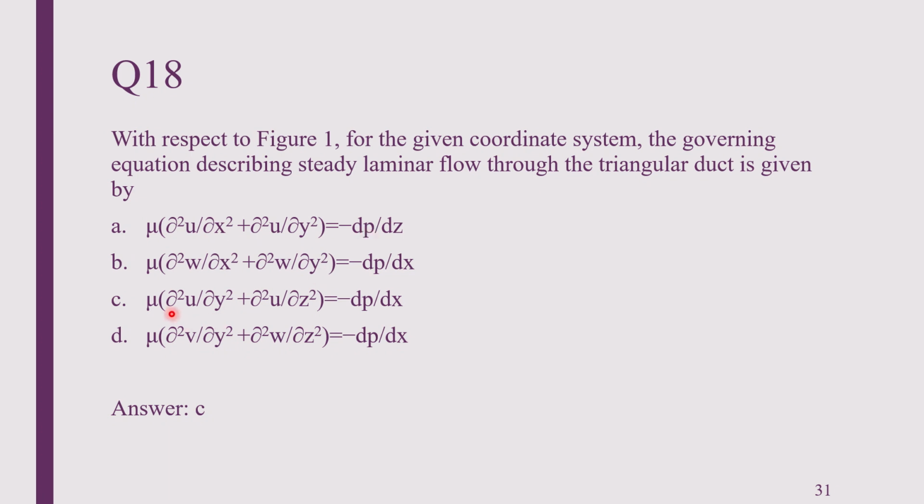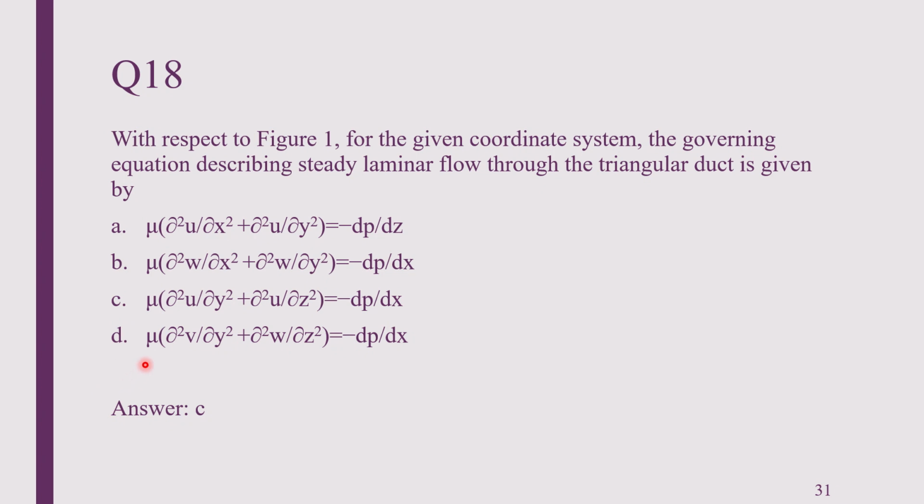Option C, it is given ∂²u/∂y² plus ∂²u/∂z² is equal to minus dp/dx. This is right because here we are dealing with u as a function of y and z, so this term is right, and we are dealing with the x direction flow, so minus dp/dx is again right. So option C is the right answer: mu ∂²u/∂y² plus ∂²u/∂z² is equal to minus dp/dx. Now we'll see what option D is.